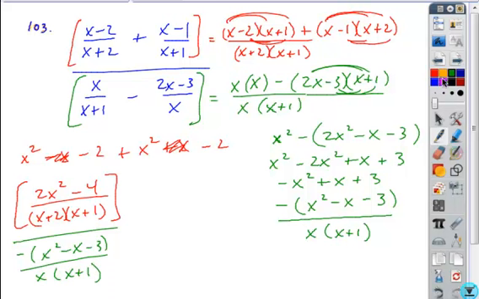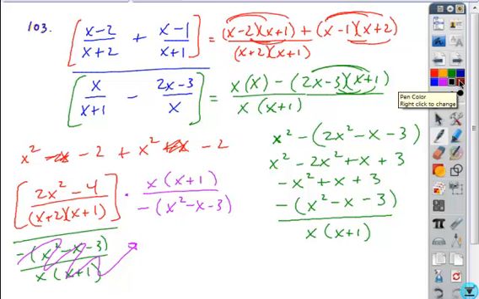Okay, once I get to this point, I've now got this single fraction divided by another single fraction, so I'm just going to invert and multiply. So this negative x squared minus x minus 3 gets moved to the denominator, and this x times x plus 1 gets moved to the numerator. Okay, so that's just taking all of this and moving it up. And then my final step is to cancel any common factors if there are any.